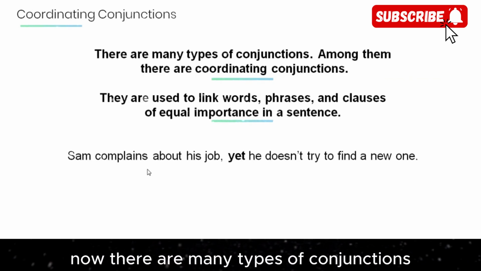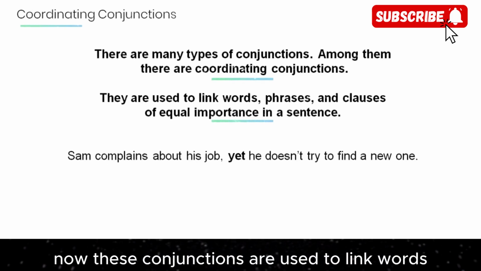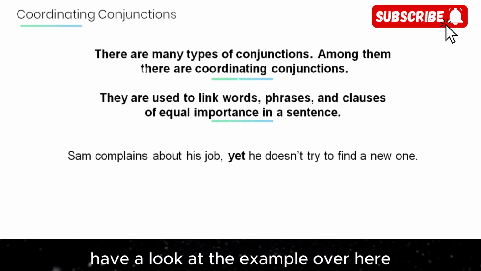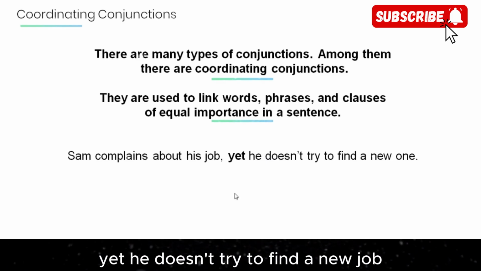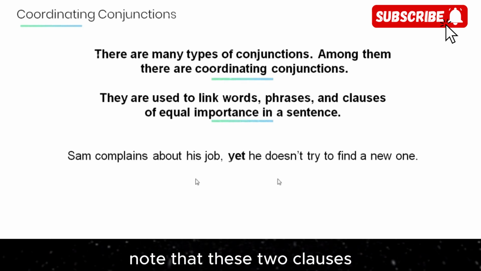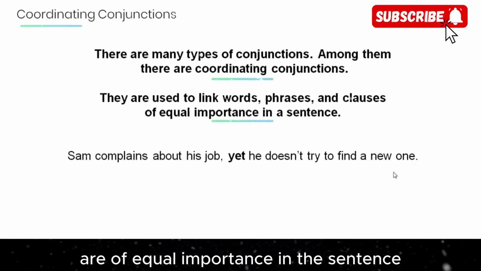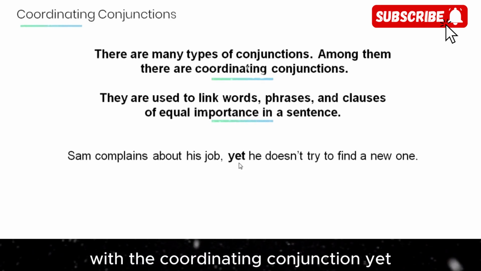Now, there are many types of conjunctions, and among them are coordinating conjunctions. These conjunctions are used to link words, phrases, and clauses of equal importance in a sentence. Have a look at the example over here. Sam complains about his job, yet he doesn't try to find a new job. Note that these two clauses, Sam complains about his job and he doesn't try to find a new one, are of equal importance in the sentence, and they are connected with the coordinating conjunction yet.